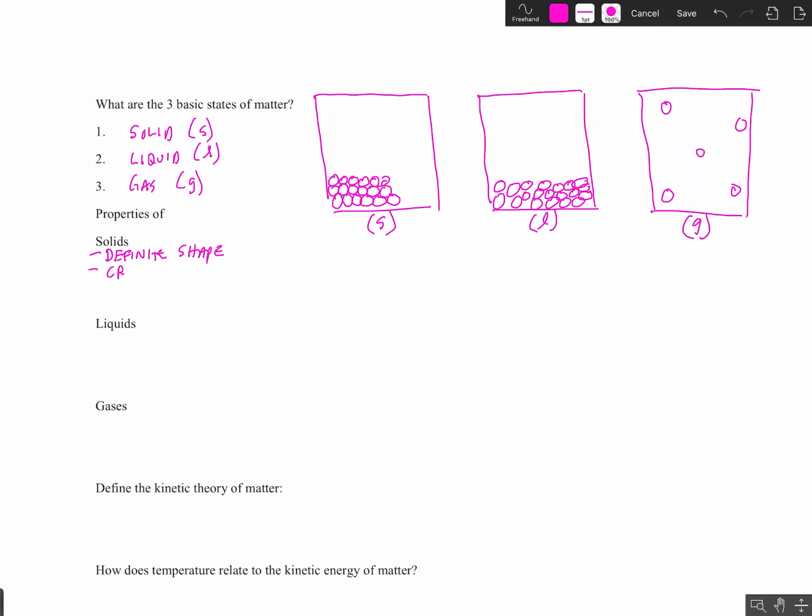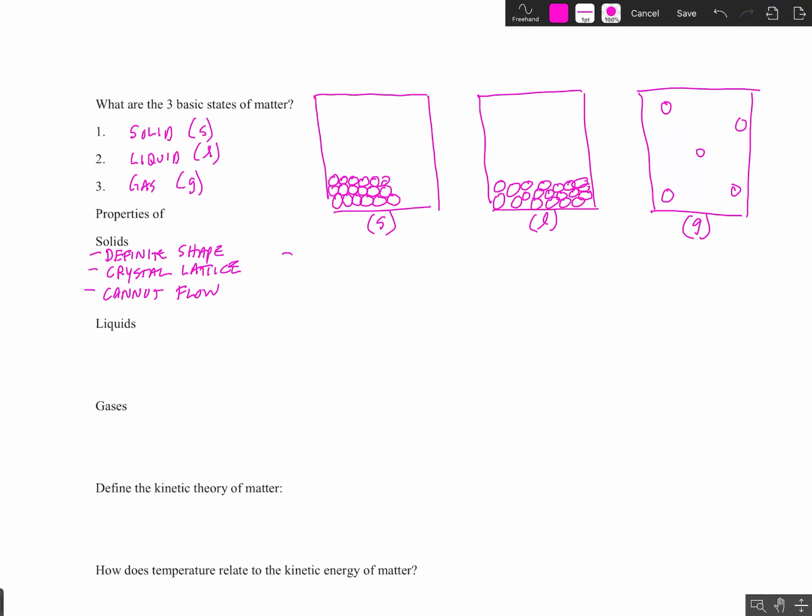Solids form crystal lattices, so they form crystals. Let's just write crystal lattice. It's a specific pattern for that type of solid. They cannot flow. Now, that doesn't mean solid particles don't move. They can vibrate back and forth, up and down, and sideways. They vibrate about a fixed point, but they can't flow past one another within the solid.